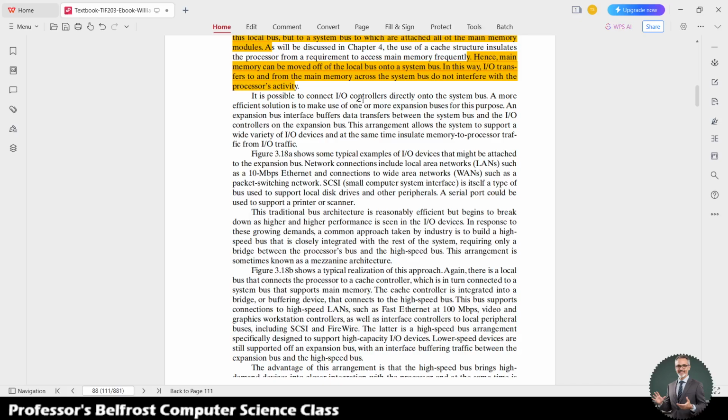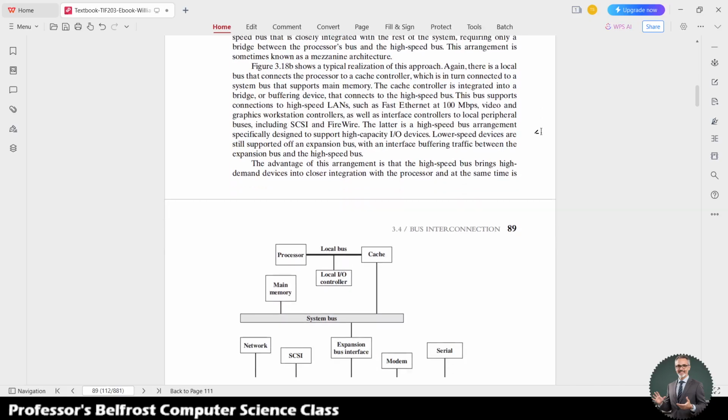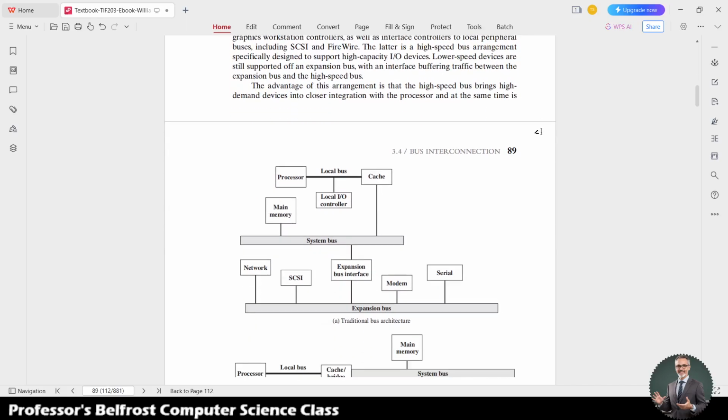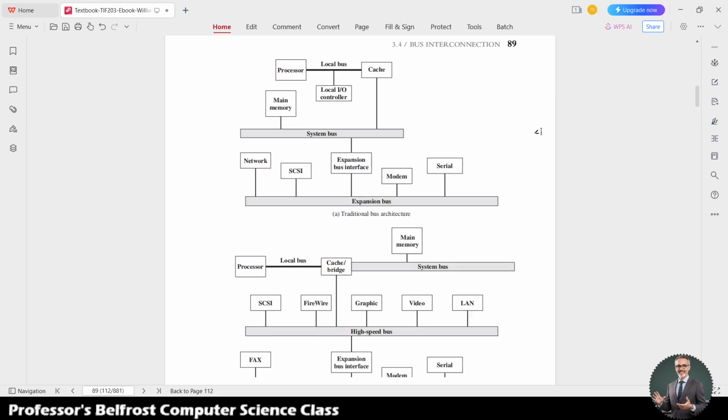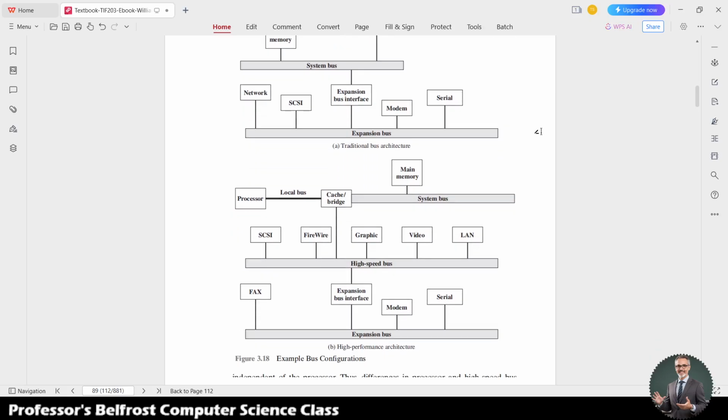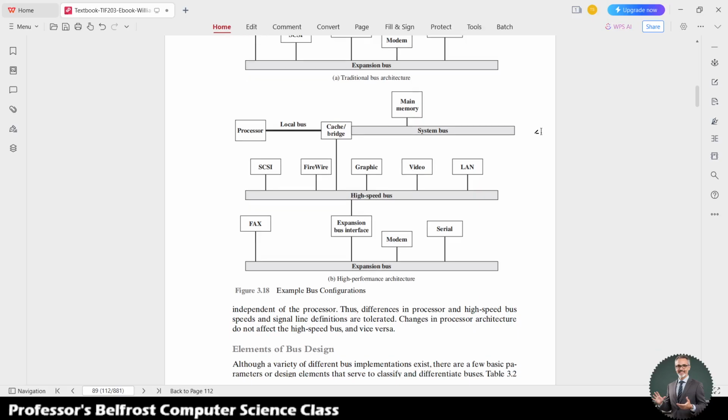It's possible to connect I/O controllers directly onto the system bus, but a more efficient solution is to make use of one or more expansion buses for this purpose. They can buffer data transfer between the system bus and the I/O controllers on the expansion bus. You can see this is a traditional bus architecture. There we have a high performance architecture.